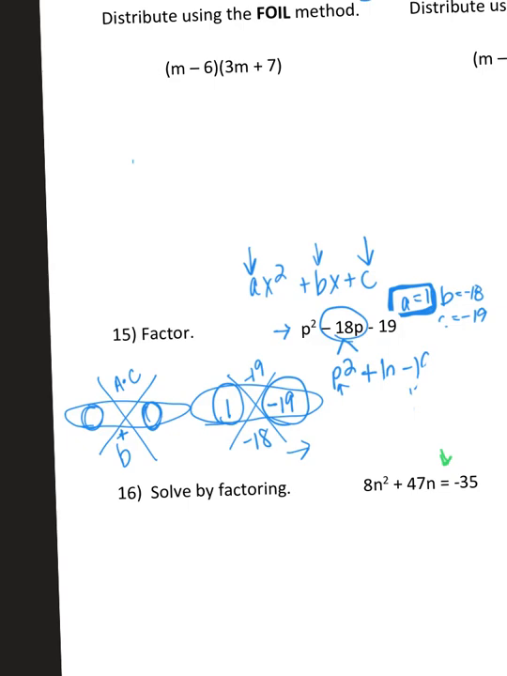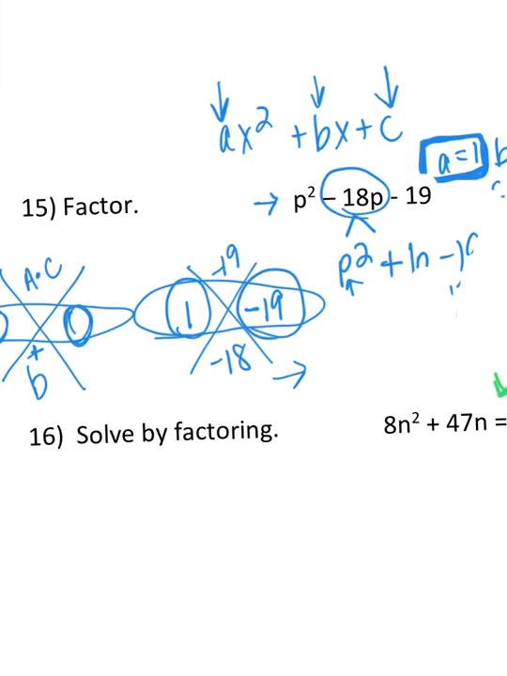But the first thing we have to do is set this equal to 0 in order to solve a quadratic. So we're going to add 35 to both sides. And we've got 8n squared plus 47n plus 35, and that's all going to be set equal to 0. Okay, for this one, I will use the area model. So I'm going to go ahead and make my diamond.